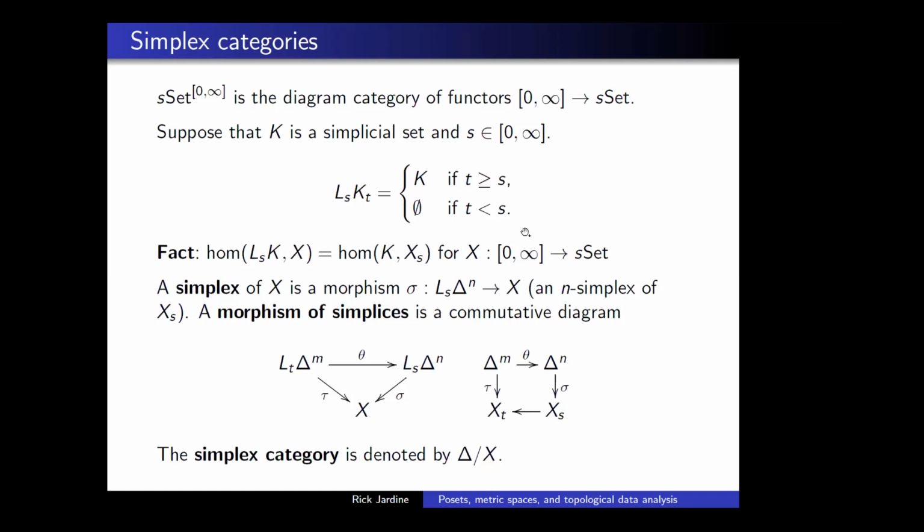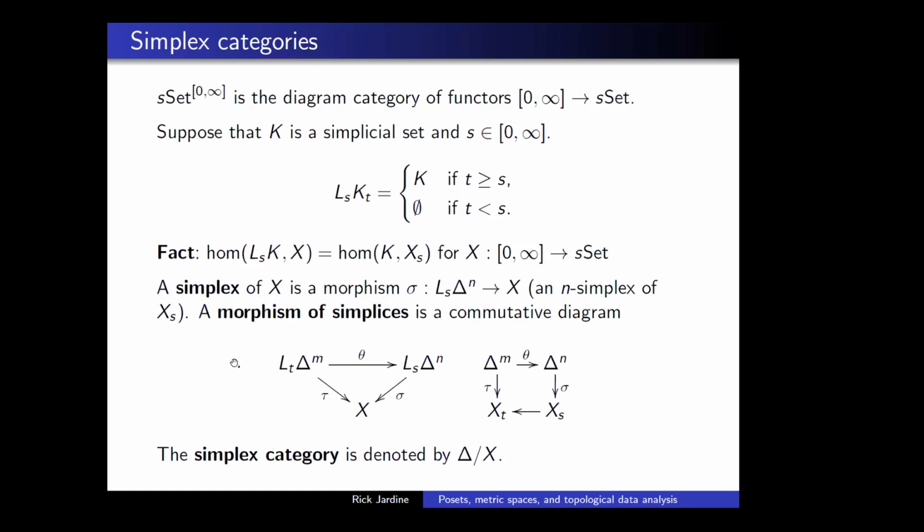And this is exactly the same construction as you'd use for a representable object in simplicial sets, for example. And exactly the same proof. You can look at homomorphisms from one of these representable guys to X. That's the same thing as simplicial set maps from K to the S section of X, okay? And that's for any diagram, X. So a simplex of X is just a morphism from one of these representable guys to X. And what that is, is an n simplex of the S section of X. Okay. And a morphism of simplices is a commutative diagram. See where I'm going with this?